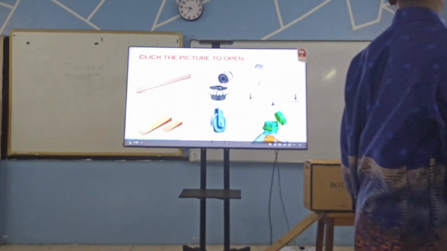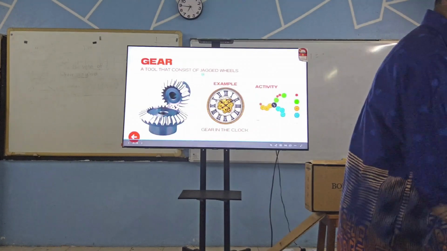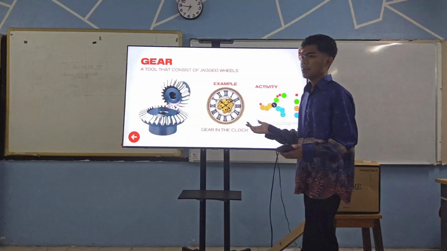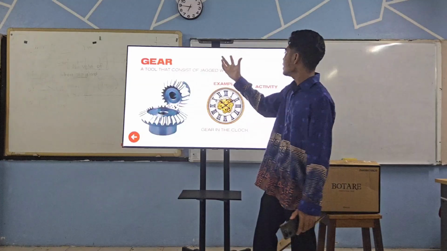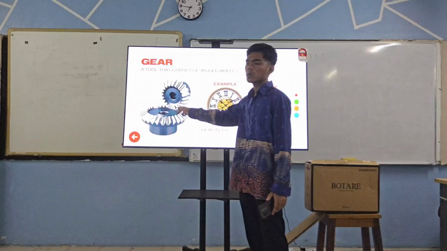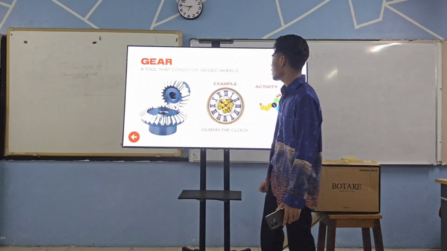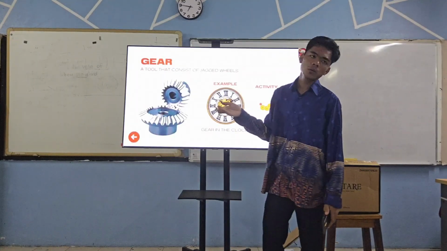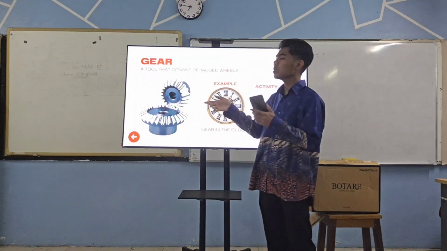Next one, we're going to take a look at the gear. Now, the gear is a tool that consists of a jagged wheel. If you know what a wheel is, something round, and it has jagged teeth, like this example over here, going up and down repeatedly, then it is called a gear. Why do we have gear? It is to transfer the power of movement from one thing to another.